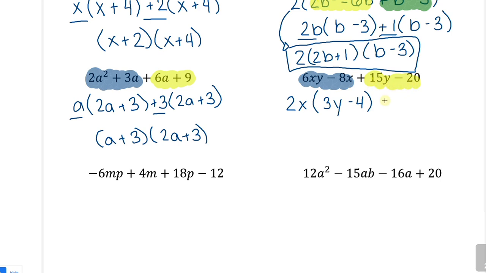Now factor the last two: 15y minus 20. The greatest common factor there is a positive 5. Now divide it out. 15y divided by 5 is 3y. Negative 20 divided by 5 is negative 4. Your parentheses there match up, so we can rewrite it, and then take the outside and make a binomial with it. So 2x plus 5.